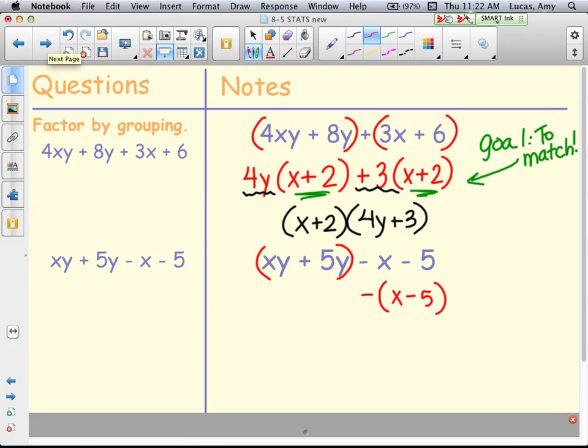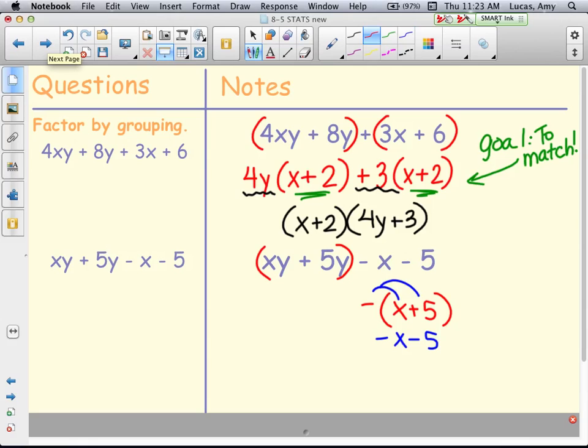So if I distributed that, look what happens. That's not what I started with, okay? So I've got to be really careful, and I'm going to try something out. If I take the negative out, I think I'm going to have to turn it into a positive. So distributing the negative, negative x minus 5, I'm correct.